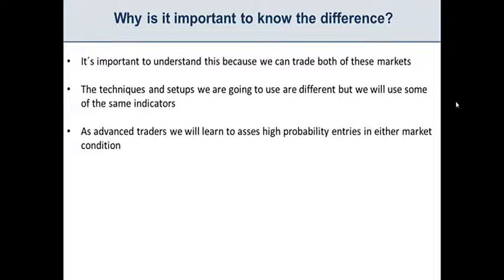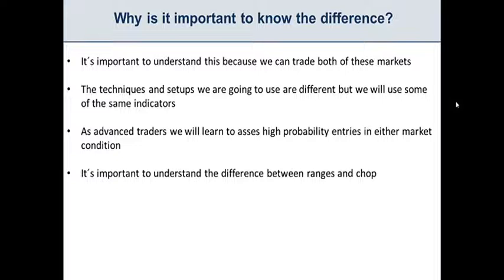As advanced traders, we will learn to assess high probability entries in either market condition, and it's important to understand the difference between ranges and chop. And this is key. A range is a clearly defined area that has a support level that is unbroken and a resistance level that is unbroken, and price is bouncing off of these two levels, creating an oscillating price action.